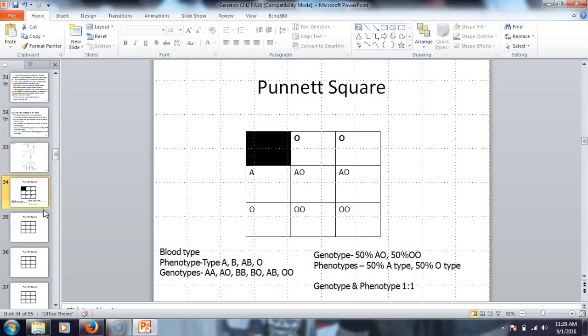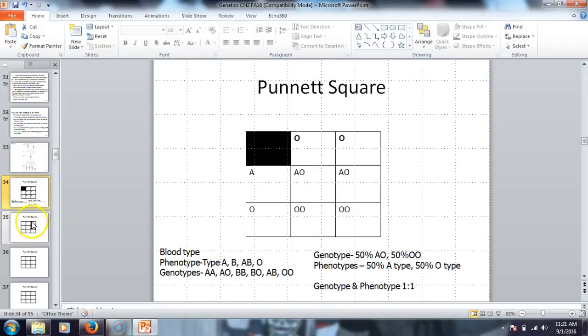Cool. So you know who is A? Which parent is A? My mom. Your mom. She's AO, because there's no way you'd have O children without her being heterozygous. Make sense to you guys? It's kind of cool, huh?